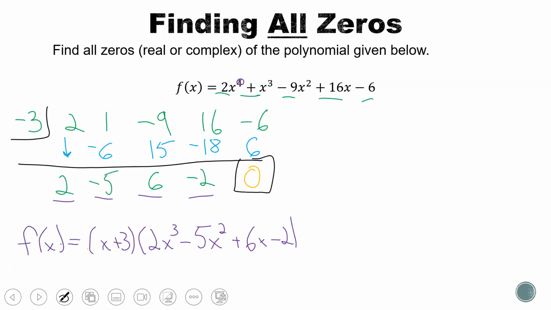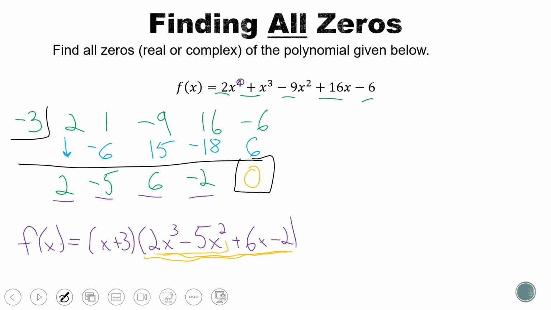And then we want to continue searching for zeros from here. Now notice that the factor we have here, 2x cubed minus 5x squared plus 6x minus 2, we want to find our next zero from that. Unfortunately, notice that that is a cubic polynomial. The highest power is 3. Again, we can't factor anything here because the terms don't all have something in common other than the 1.